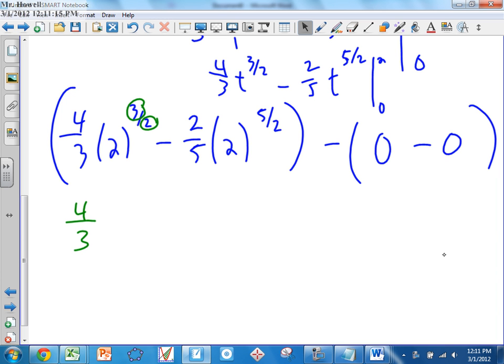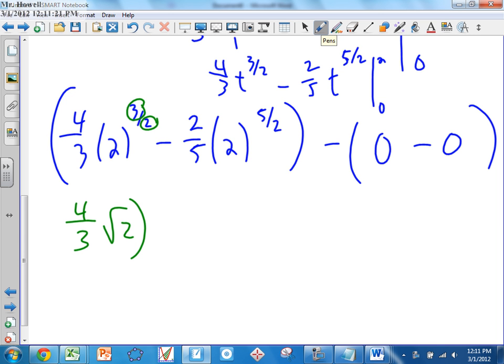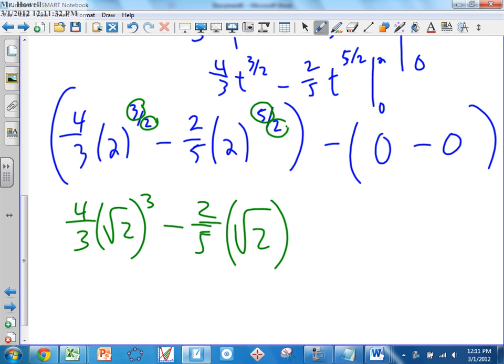So here we have, this is really the square root of 2 to the third. That's what that really says. Minus 2/5, and this again is really the square root of 2 to the 5th. So the square root of 2 to the 5th. So you might see this as your multiple choice. Let me fix that 5.